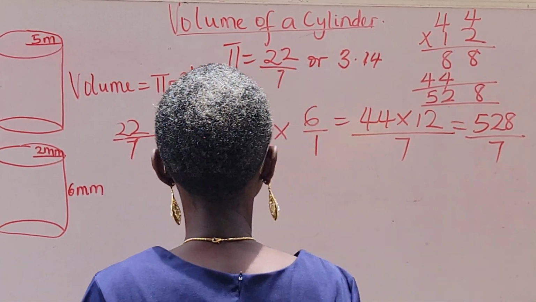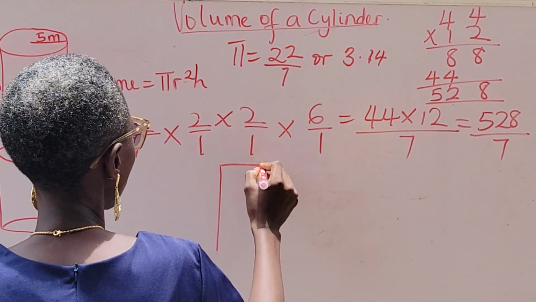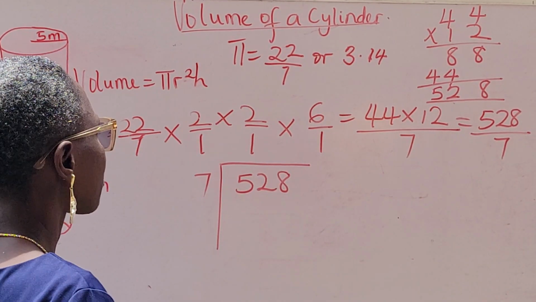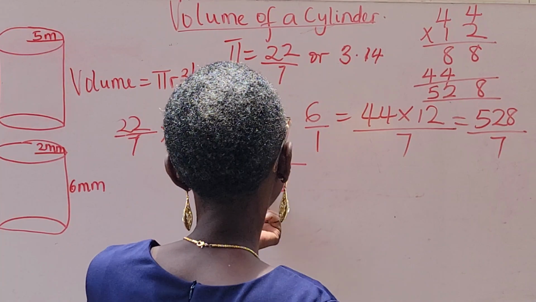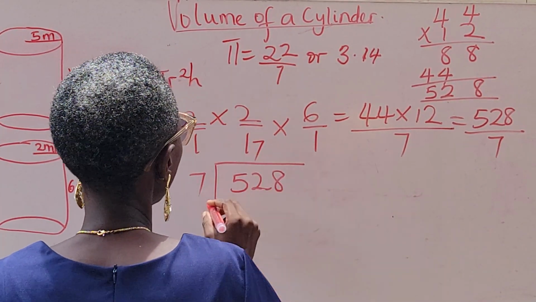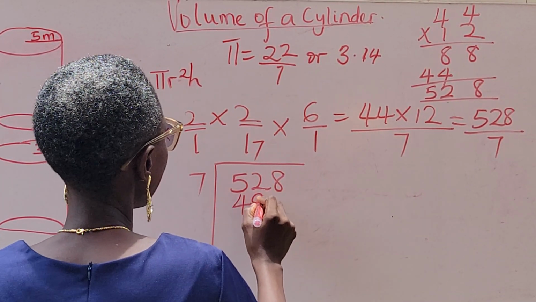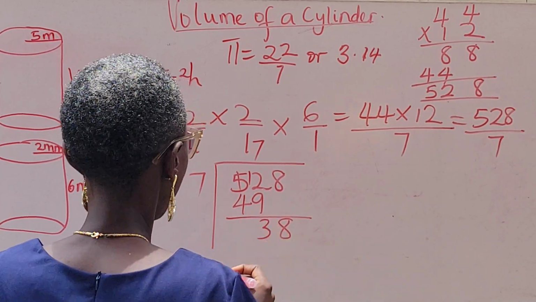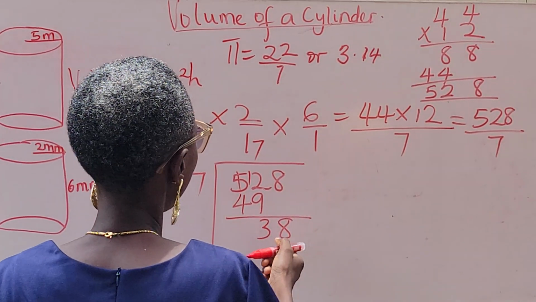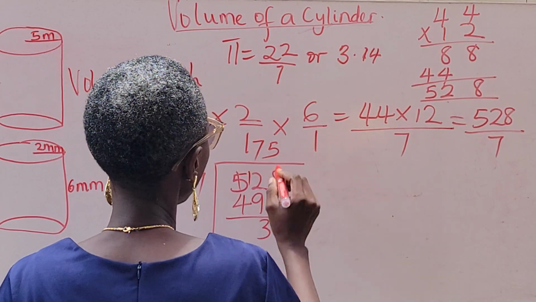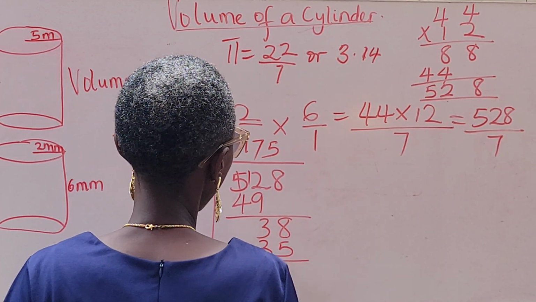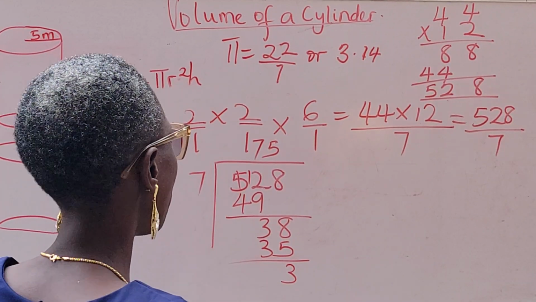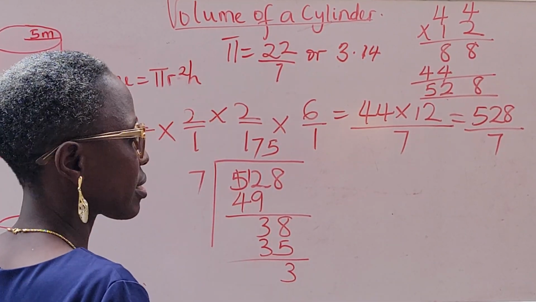528 divided by 7. Use your division method. 7 in 52, that will be 7. 7 times 7 is 49. Take away, you have 38. 38 divided by 7 is 5. 7 times 5 is 35. You are left with 3. I choose not to leave this one in fraction. I want to take it to decimal.